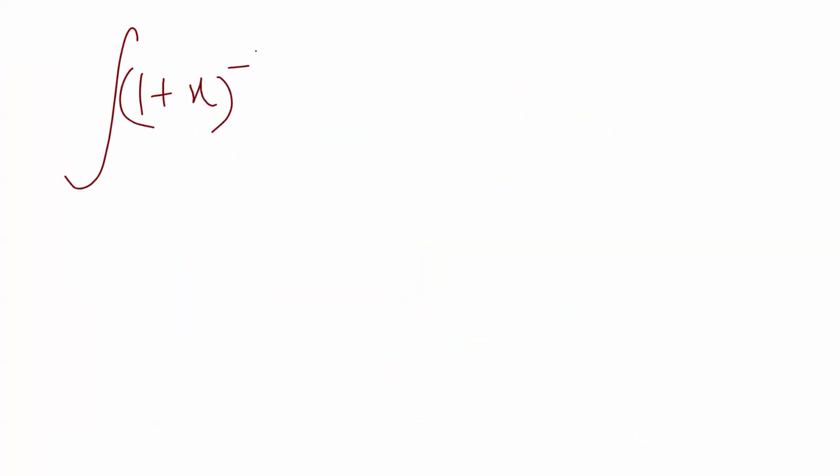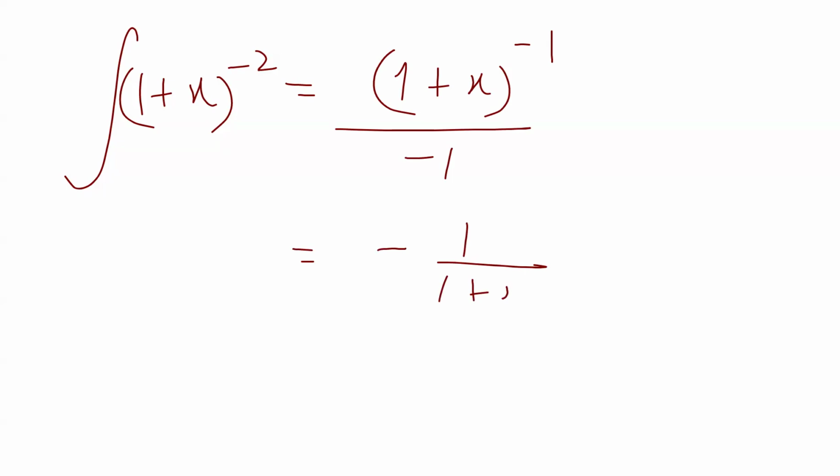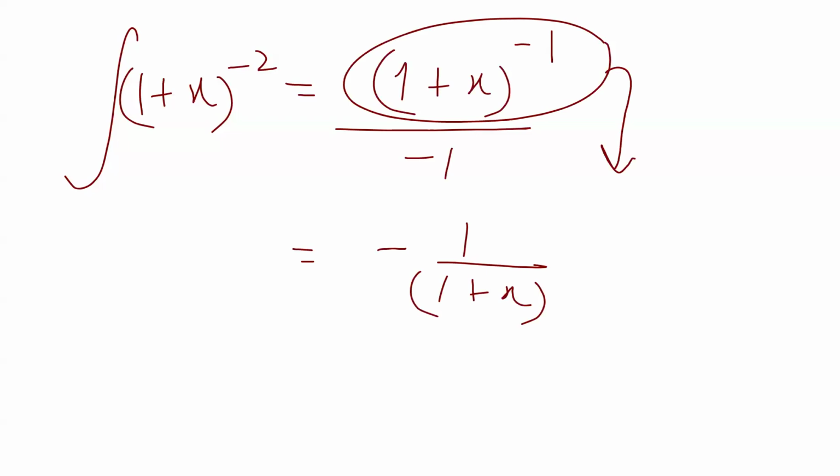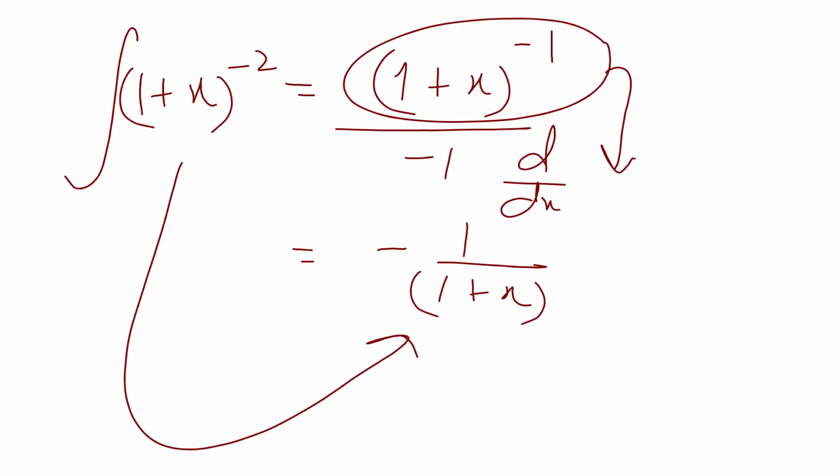Integration of 1 plus x raised to minus 2 is x raised to n plus 1 upon n plus 1. So this is minus 1 upon 1 plus x. Minus goes up and this term comes down. So this you can write besides the main steps so that again and again you don't have to write this. Upon dy dx of 1 plus x, that is 1. Hence I'm not writing that. Chain rule part is 1.